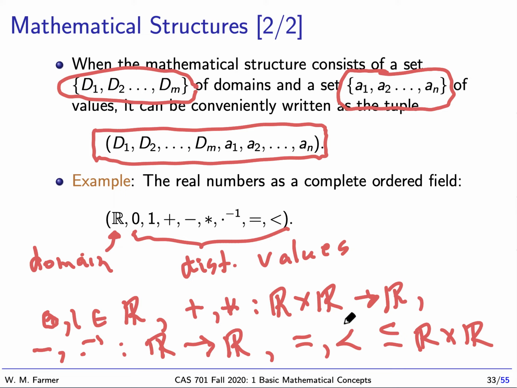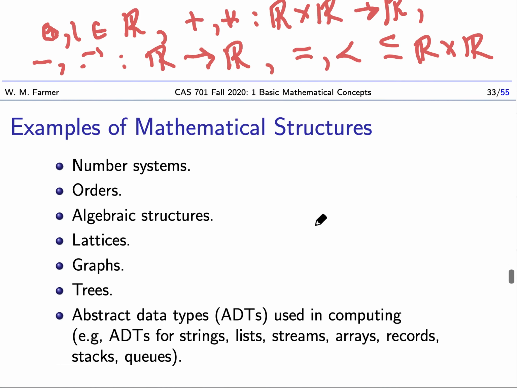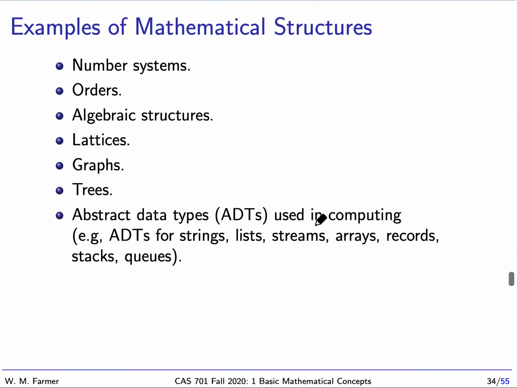Okay, so this is an example of a mathematical structure, and it's important to note here that this is a very important mathematical structure. It's the structure of the real numbers. We'll be talking about this over and over again. Okay, so what we're going to do in much of the rest of this topic is do a survey of different kinds of mathematical structures.